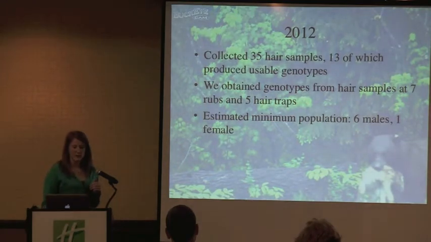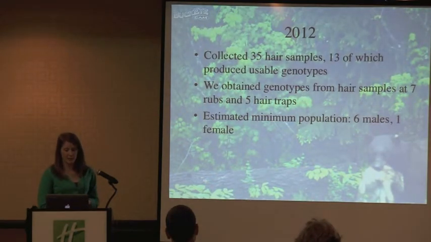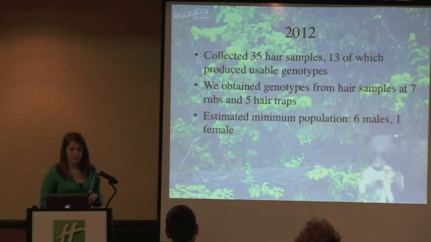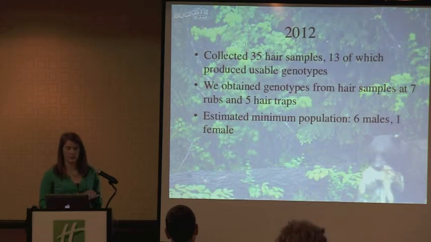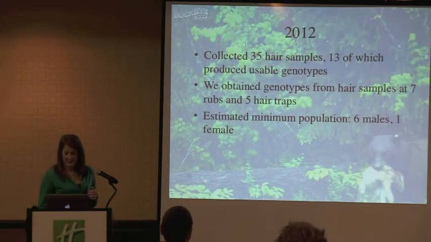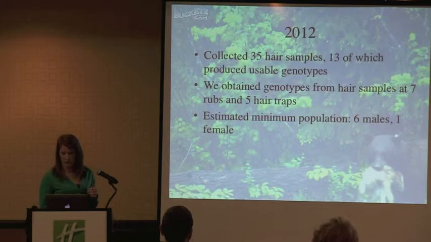So in 2012, we collected 35 hair samples, 13 of which produced usable genotypes. We obtained genotypes from hair samples at 7 different rubs and 5 different hair traps, although we collected from a lot more than that. And the estimated minimum population that we got for that year was 6 males and 1 female.